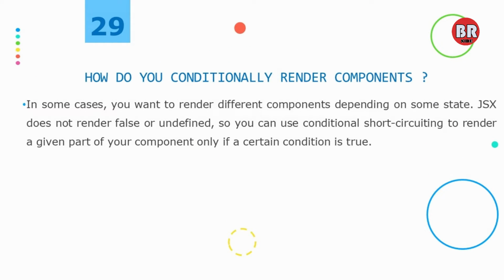How do you conditionally render components? In some cases, you want to render different components depending on some state. JSX does not render false or undefined, so you can use conditional short-circuiting to render a given part of your component only if a certain condition is true.